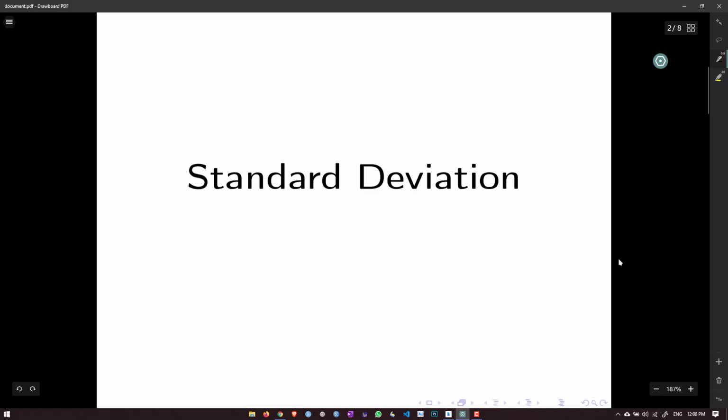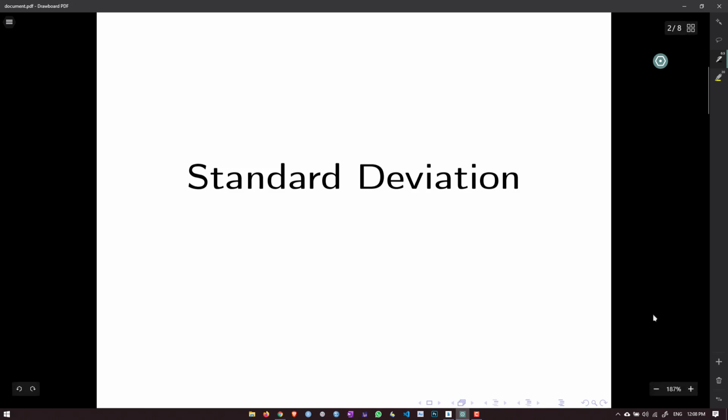Today we will discuss standard deviation. In our last class we have already discussed mean deviation and range from measures of dispersion, right? So the last formula that we will be discussing is standard deviation, and there is another term closely associated with standard deviation, which is called variance.